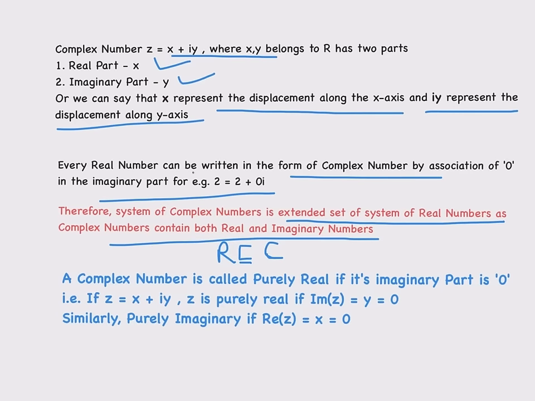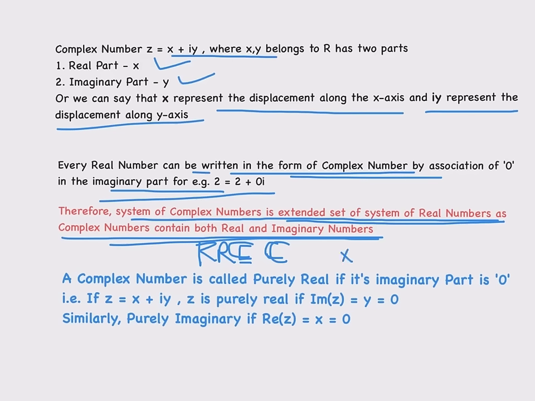Every real number can be written in the form of a complex number by association of 0 in the imaginary part. For example, 2 is equal to 2 plus 0i, as I already told you. Therefore, the system of complex numbers is an extended set of the system of real numbers, as complex numbers contain both real and imaginary numbers. So the real numbers are a subset of the complex numbers. Since x square plus 4 is equal to 0 has no solution in the real number system, there is a need to extend the real number system, and so the system of complex numbers came into existence.